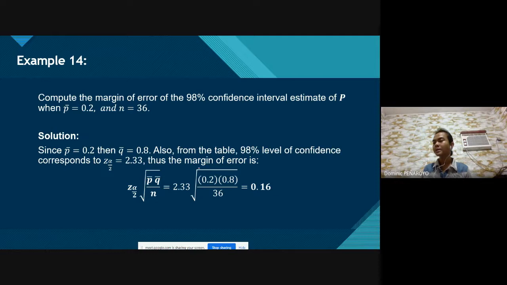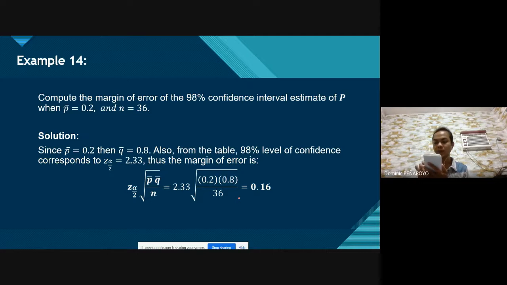Thus, the margin of error is 2.33 times square root of 0.2 times 0.8 over 36.